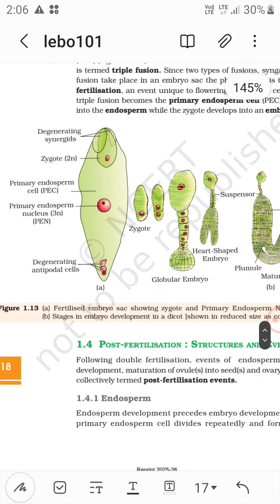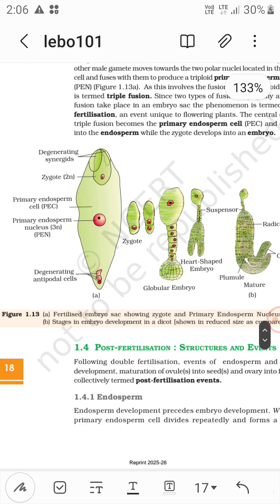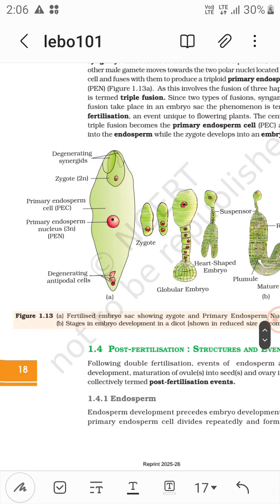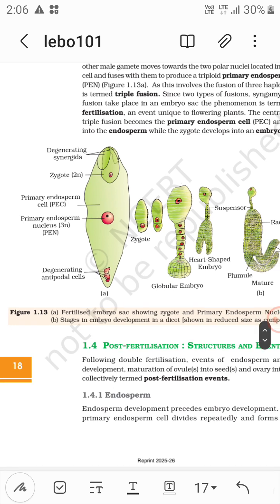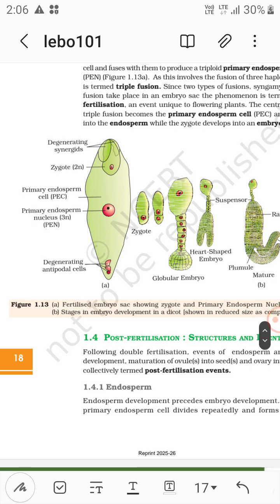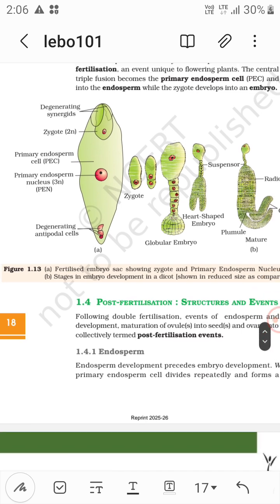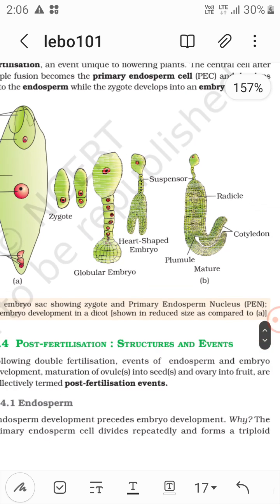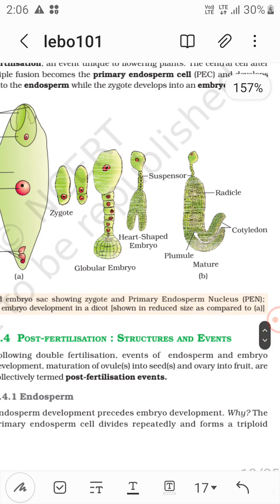So now you can see the fertilized embryo sac showing the zygote and primary endosperm nucleus, that is PEN. Degenerating synergids are shown, the zygote, that is 2N, and the primary endosperm nucleus, that is 3N, that is PEN. On the downward side there are degenerating antipodal cells. So you can see the shape of today's embryo.